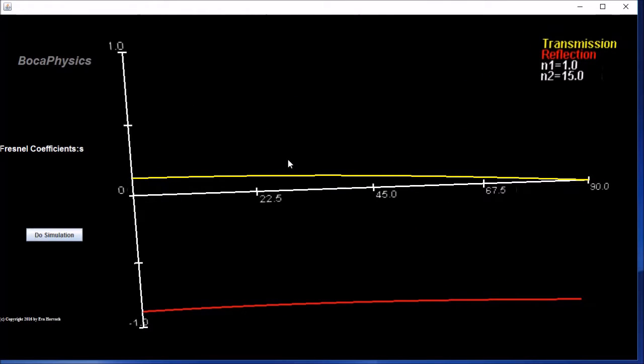Here the index of refraction of the second medium is now 15. We see the same kind of qualitative behavior as in the previous simulation, only the profiles are flatter, with the coefficient of reflection quite close to -1 across the range and the coefficient of transmission smaller.